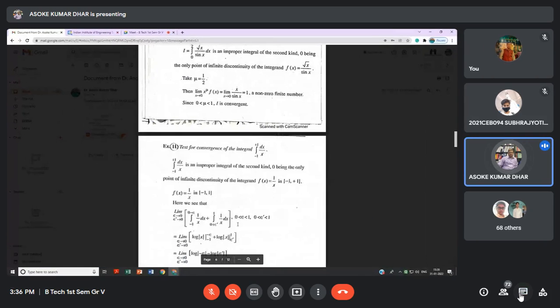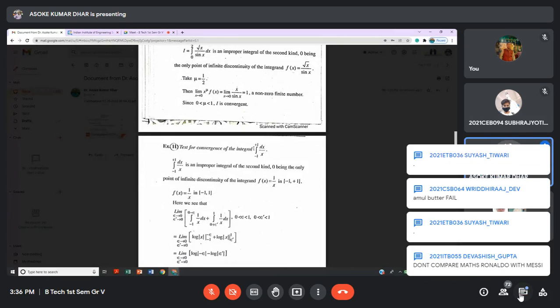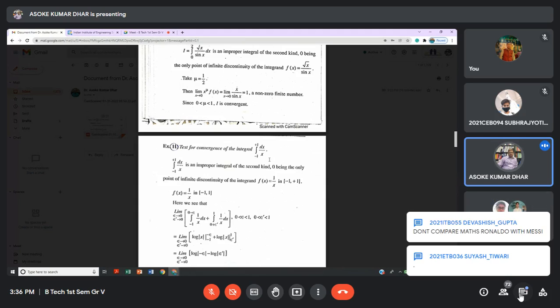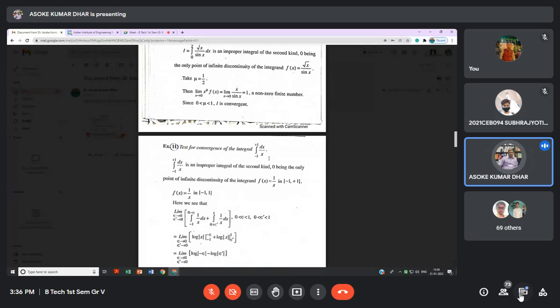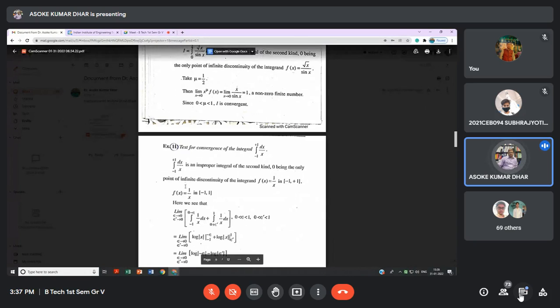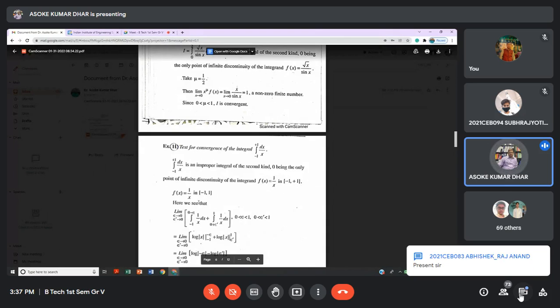This is a very good problem. Test the convergence of the integral from -1 to 1 of dx by x. Here, there is an intermediate point 0 at which the function 1 by x is unbounded. So this is an improper integral of the second kind, 0 being the point of infinite discontinuity. Here f(x) is equal to 1 by x, range -1 to 1.